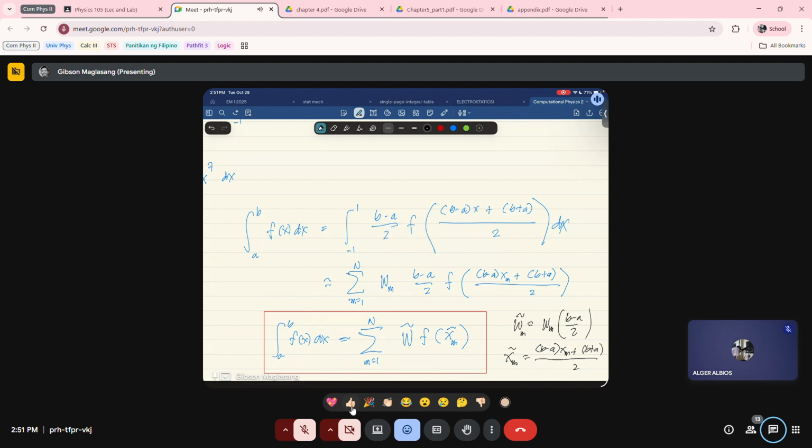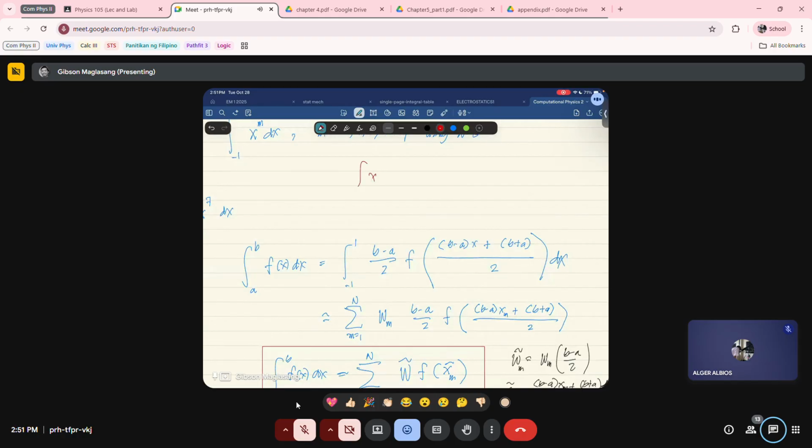So let's go back to our program to see what happens. If we integrate x squared dx from 0 to 1 using paper and pen, you would get x cubed over 3, right? Evaluated from 0 to 1. So this would be 1/3.